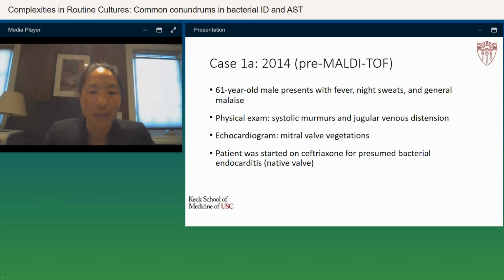So they proceeded to do an echocardiogram imaging of the heart, in which they saw mitral valve vegetations, which are basically growth or masses on the mitral valve in the heart. This led them to presume a diagnosis of bacterial endocarditis. Of note, this was his native valve. He had not had any prior valve replacement surgeries or anything like that. So the patient was started on ceftriaxone for this presumed diagnosis.